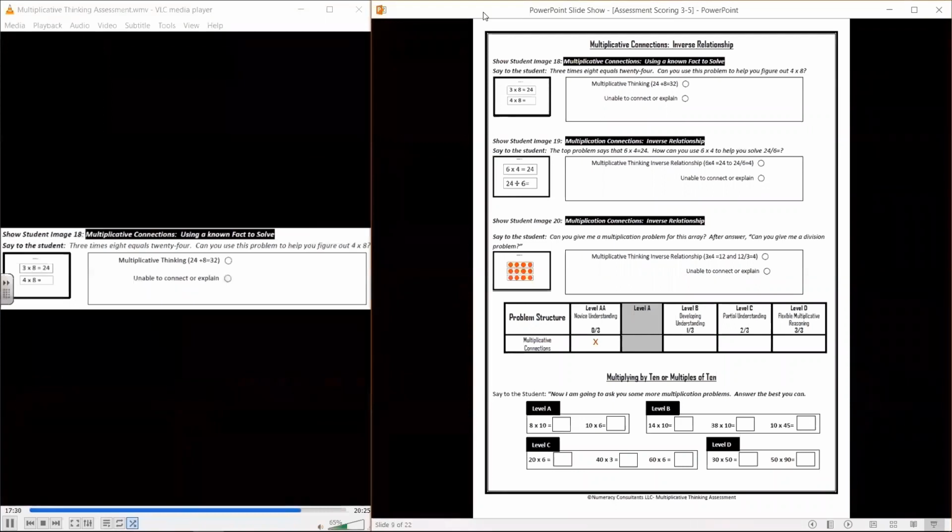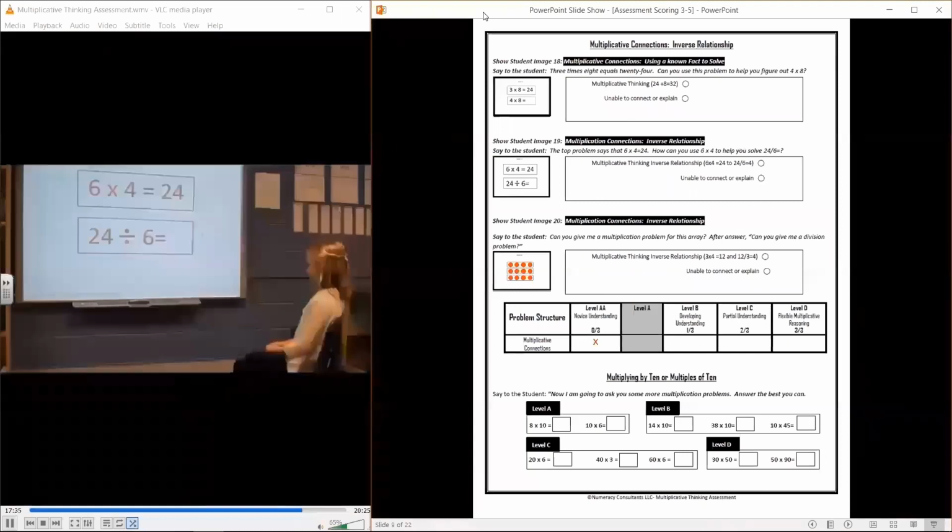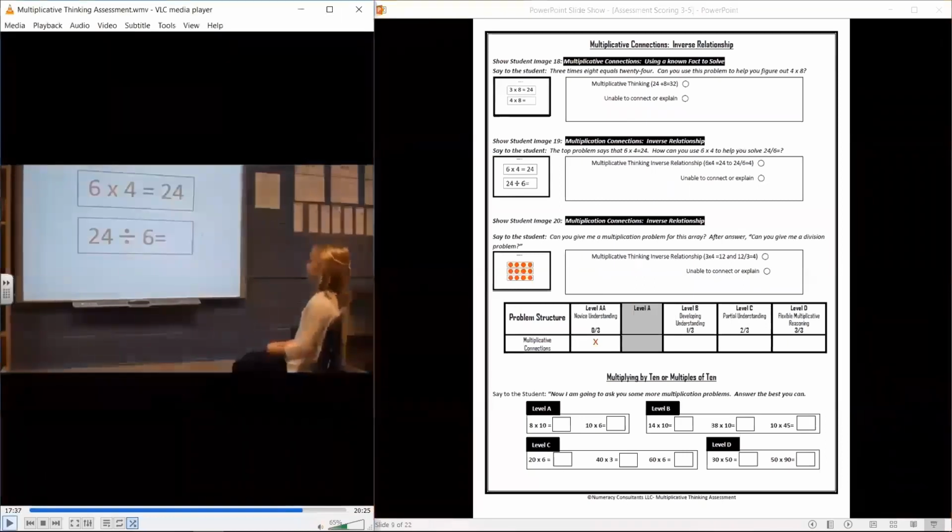All right, and the next one has to do with 6 times 4 is 24, using that multiplication fact to help you with that division fact. What you're looking for them to say is something like, well, 6 times 4 equals 24, so 24 divided by 6 has to be 4, or 24 divided by 4 would equal 6. You want some type of connection where they're immediately able to explain one from the other.